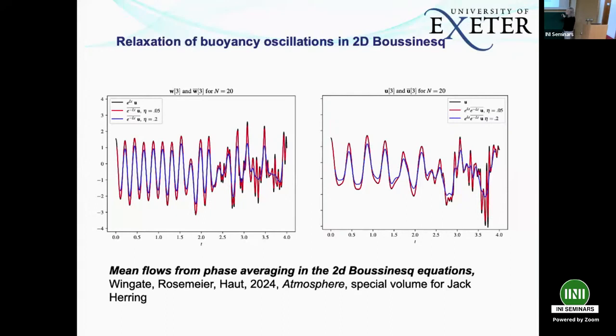Over here in the physical domain, where we've unwound the mappings, you can see that the time average, or this averaging, does not follow the true solution at all.